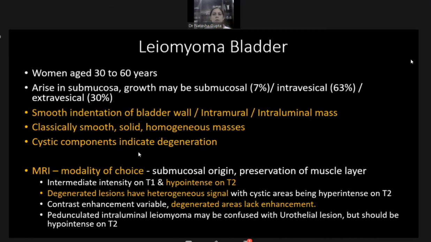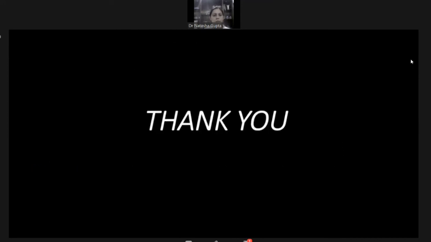I think we have discussed all the imaging findings already. They cause smooth indentation or may be seen as intramural or intraluminal masses, classically solid, smooth, homogeneous, but may show degeneration, which would be seen as cystic necrotic areas, and MR is the modality of choice. Thank you so much.